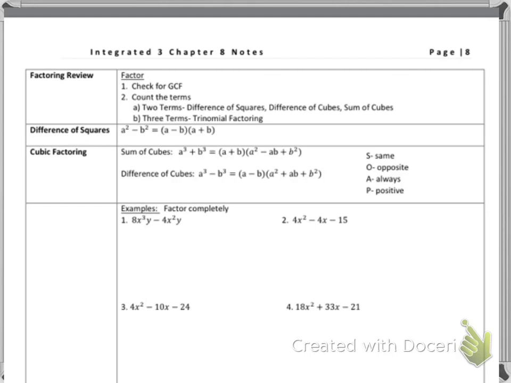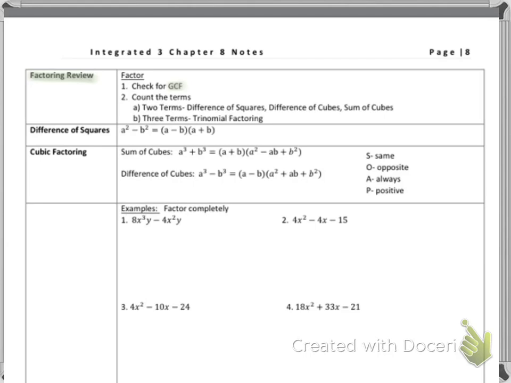So at the very top of the page, factoring review. What we're going to do here, first and foremost always, is look for a GCF. GCF is a greatest common factor, so it is anything, either numbers or variables, that can be divided evenly from every single term that you are trying to factor. If there's a GCF, you definitely want to take it out. It will make your life easier.